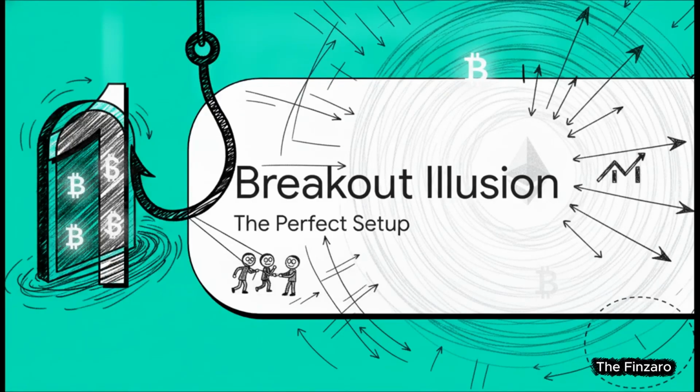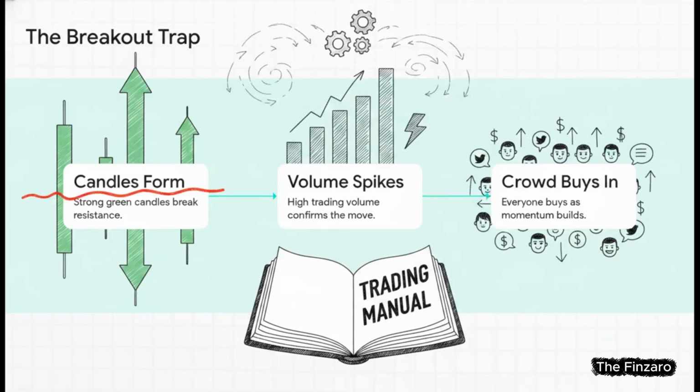Section 1. The perfect breakout illusion. To really understand this trap, we gotta look at the bait. You see it right there on the chart, a perfect textbook breakout. Huge, strong green candles completely smashing through resistance. Trading volume is massively spiking. Your Twitter feed is going absolutely crazy. It looks exactly like the setup you've been taught to look for, right? So obviously, you buy in.